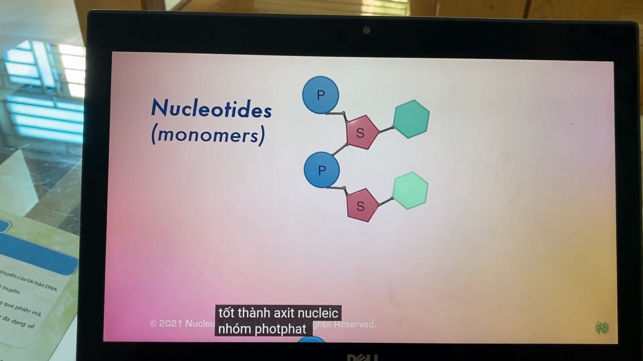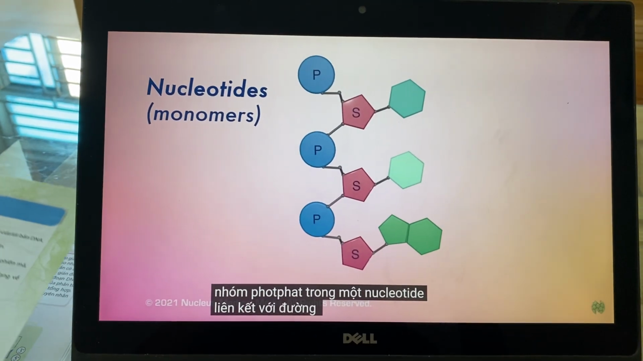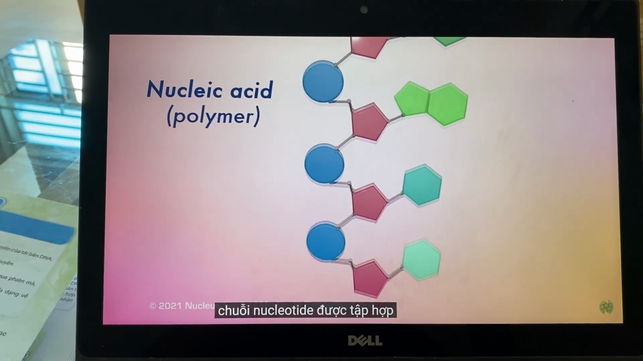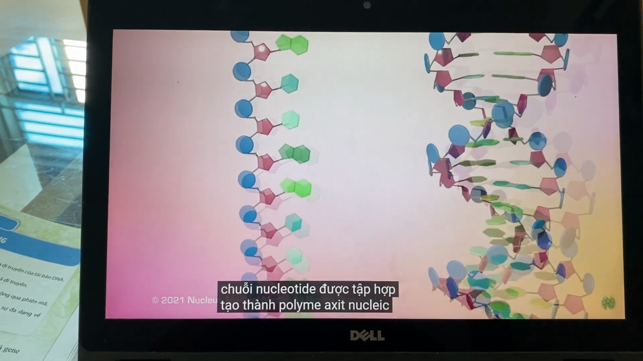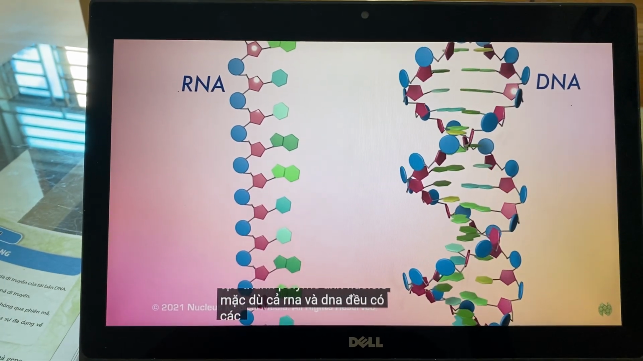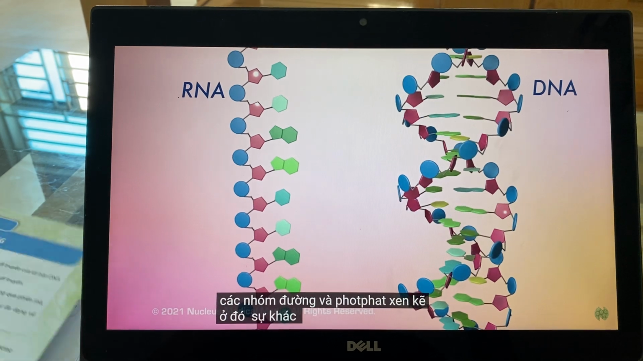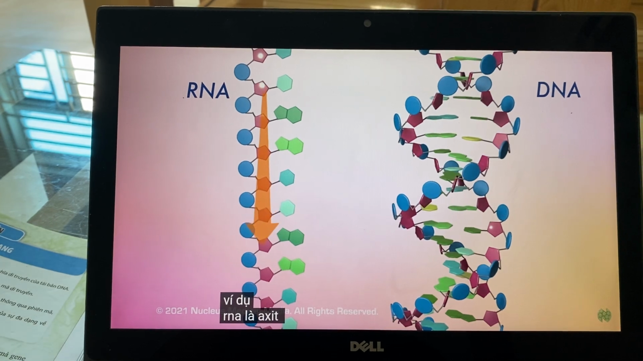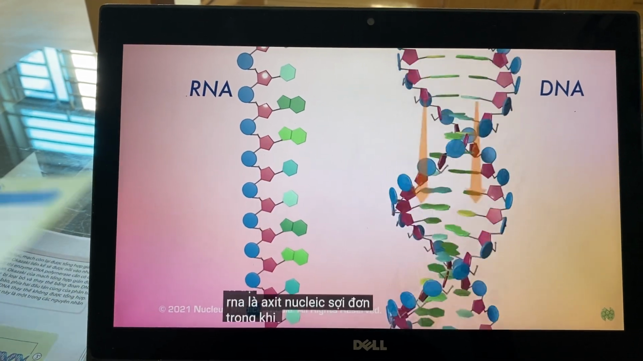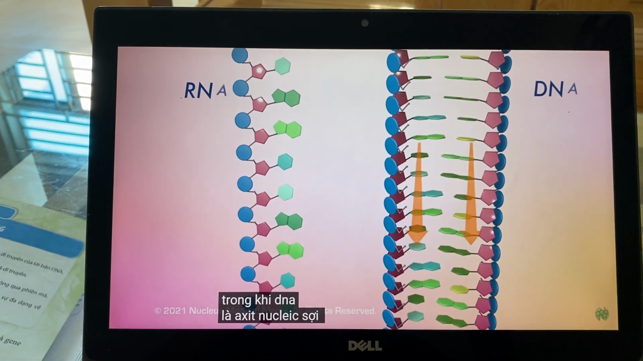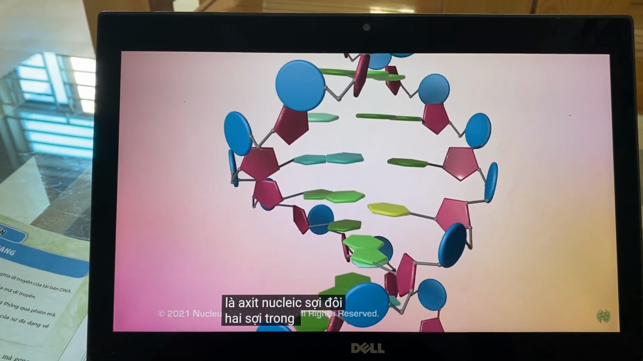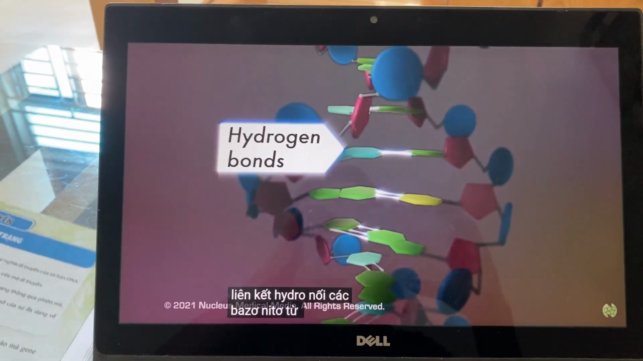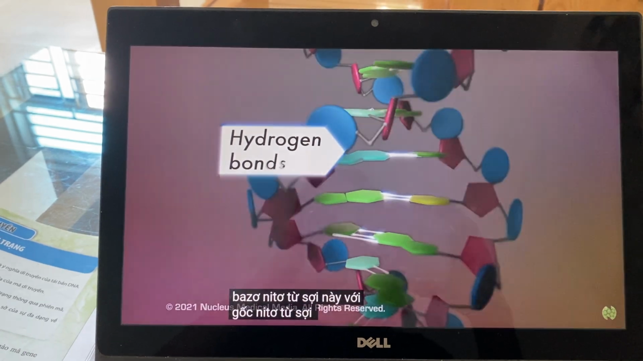So, how do nucleotide monomers assemble into nucleic acids? Well, the phosphate group in one nucleotide bonds with the pentose sugar in another nucleotide. The assembled string of nucleotides forms a nucleic acid polymer. Even though both RNA and DNA have alternating sugar and phosphate groups, there are differences in their overall structure. For example, RNA is a single-stranded nucleic acid, while DNA is a double-stranded nucleic acid. The 2 strands in DNA are linked by a hydrogen bond that connects the nitrogenous bases from one strand to the nitrogenous bases from the other strand.